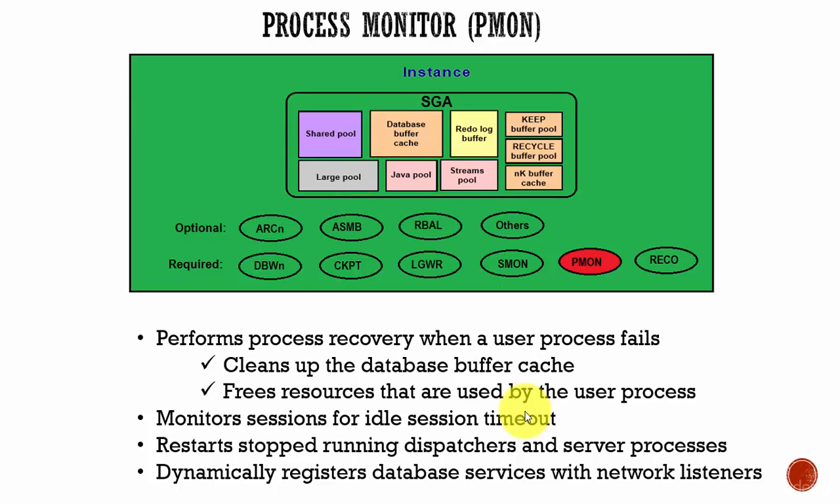Okay, and the fourth point is it dynamically registers the database services with the network listeners. That means the process monitor regularly checks the status of the Oracle instance and updates the network listener saying, okay, my instance is active. If for some reason the instance is inactive or is stopped, immediately the process monitor will update the network listener saying the Oracle instance is down.